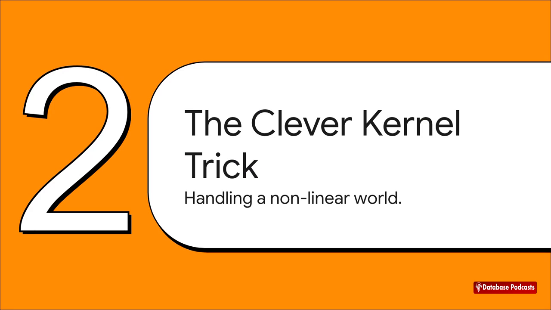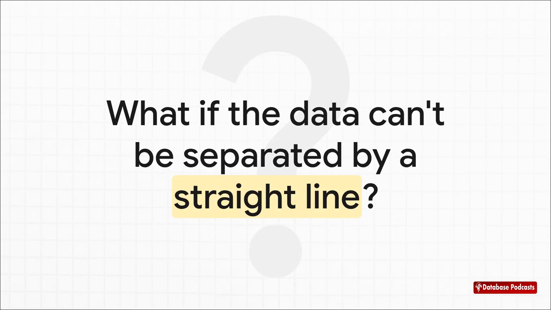Okay, so that all makes perfect sense when your data is in nice, neat little piles. But let's be honest, the real world is almost never that clean, right? Well, this is where SVMs get really, really clever. So what do you do when you just can't draw a simple straight line? Imagine your data isn't in two separate blobs. What if you have one group of data points that's completely surrounded by the other? A straight line is suddenly pretty useless.